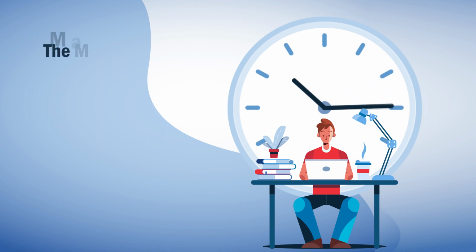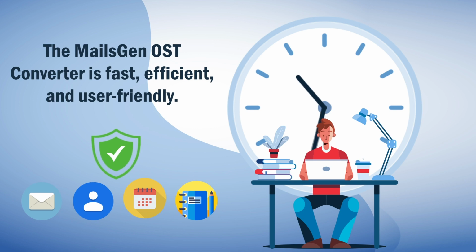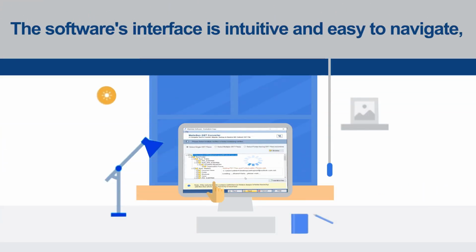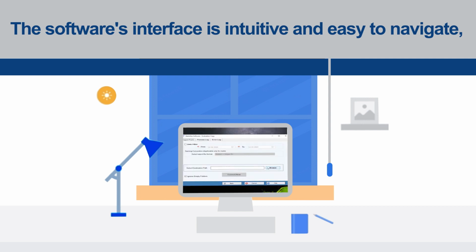The MailsGen OST Converter is fast, efficient, and user-friendly. You can convert large OST files in just a few clicks, and the software will preserve all your data, including emails, contacts, calendars, notes, and more. The software's interface is intuitive and easy to navigate, making it accessible for users of all levels of technical expertise.